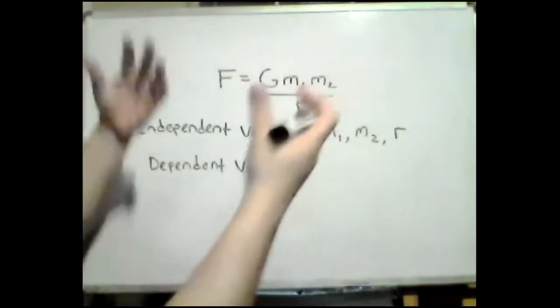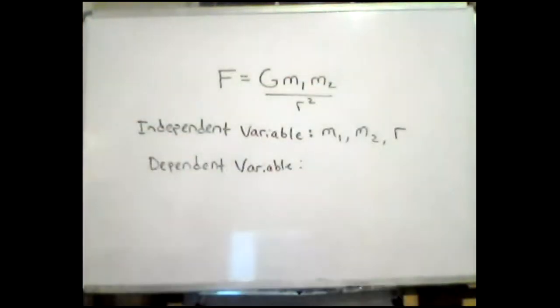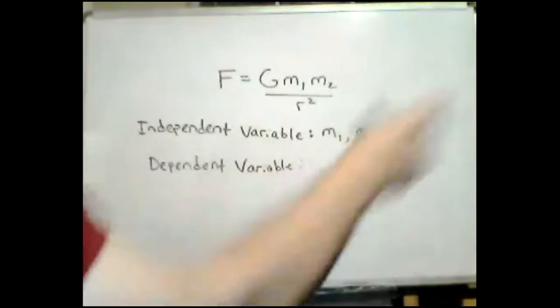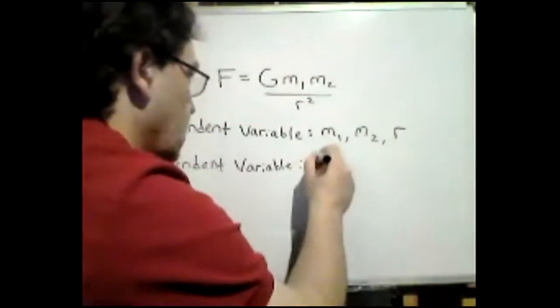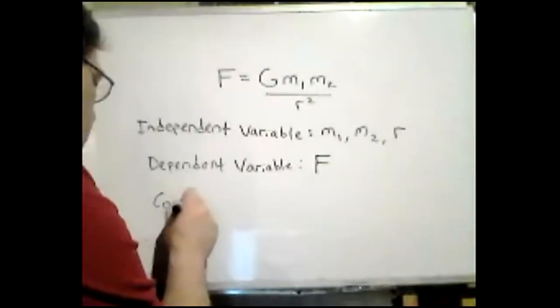Well, I am free to choose M1, M2, and R, whatever scenario. I can say Earth, Moon, and whatever the distance, or I say Sun, Moon, and 93 million miles, whatever. I've made that choice, but once I make that choice, I have now forced a value for the force. And then there's one other thing, and that's the constant.